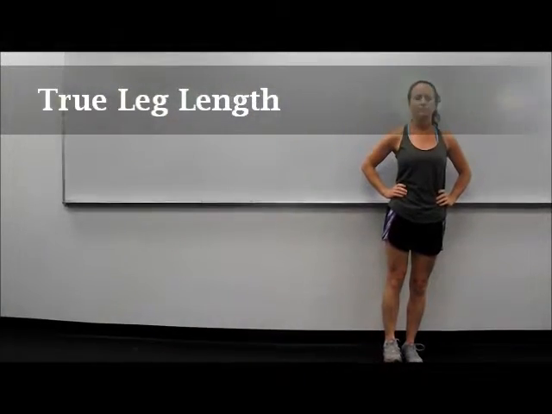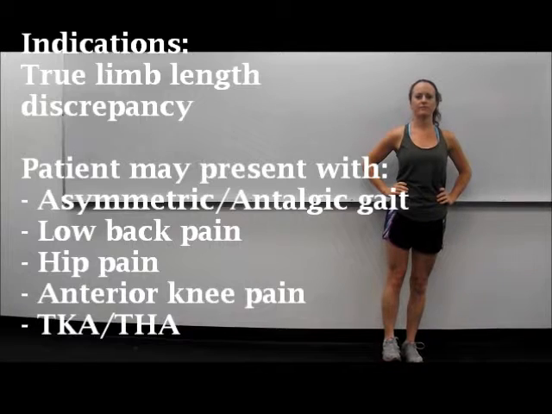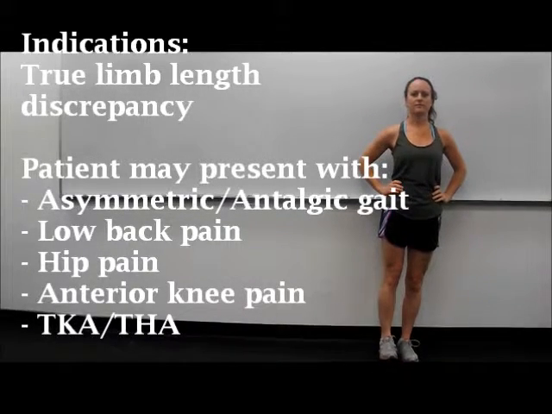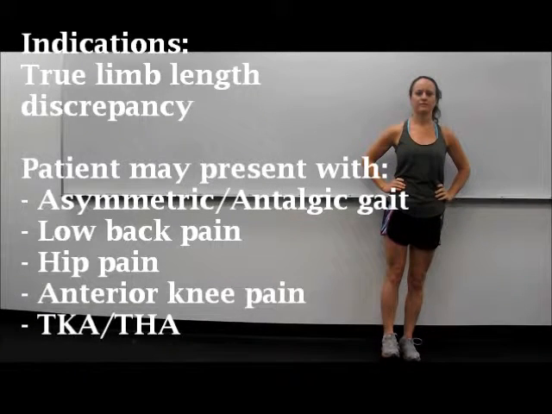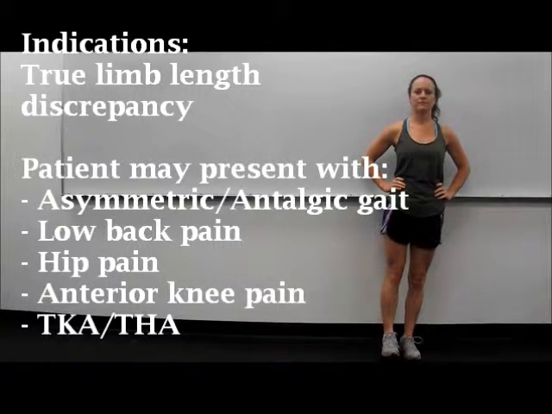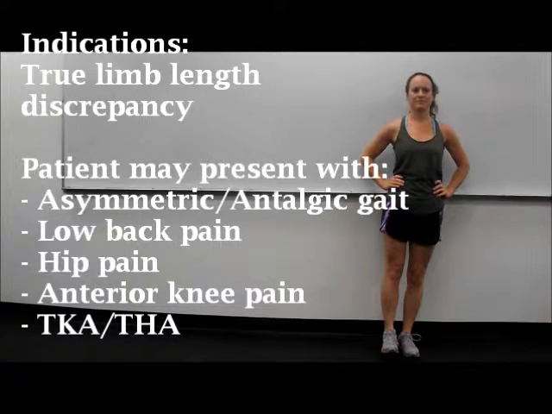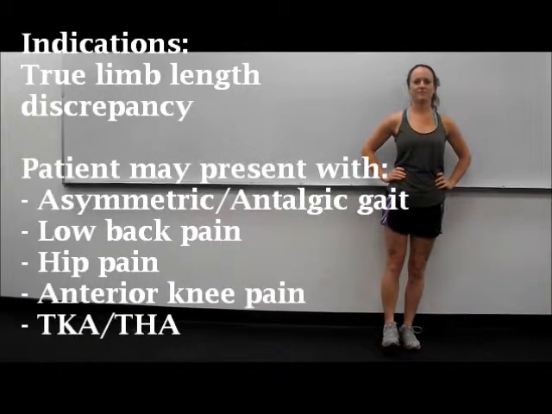Indications for the true leg length test would be a true limb length discrepancy, and the patient would present with asymmetric or antalgic gait. They could also have hip pain, anterior knee pain, and this can also occur after a total knee replacement or a total hip replacement.